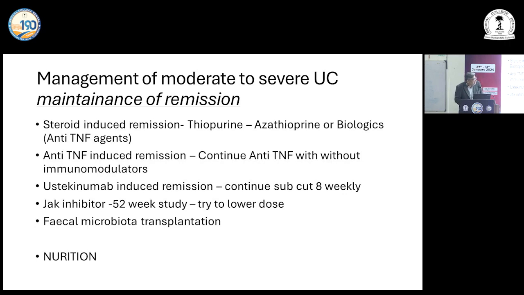For JAK inhibitors, the evidence is there for a year. Again, lower dose. We try to cut down from 10 milligrams twice daily to 5 milligrams twice daily. So that's how. So you have induced the patient and will need to maintain the treatment, and they often need lifelong treatment.